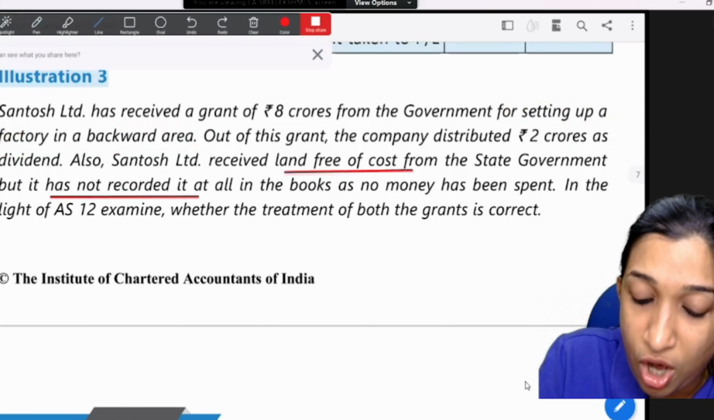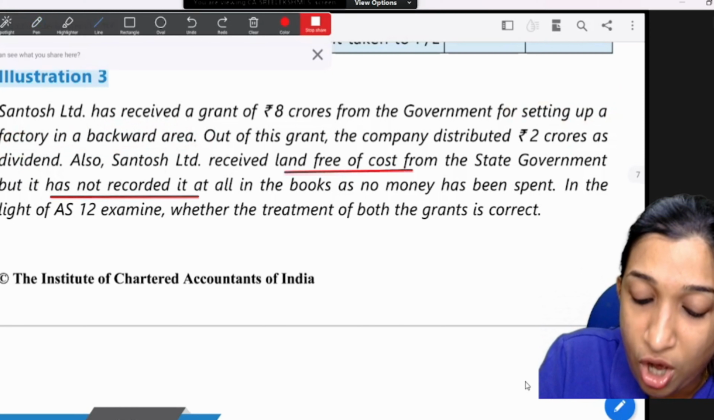So, how will you present this? How do you present the grant in the financials? When you do the accounting, how will you present the grant? The grant is shown as a deduction from the gross value of the asset or its book value, or it can be recognized in P&L over the useful life of the depreciable asset by way of a reduced depreciation charge.